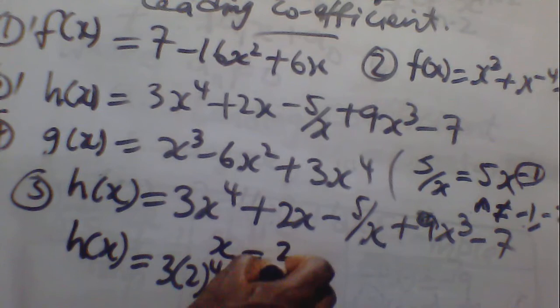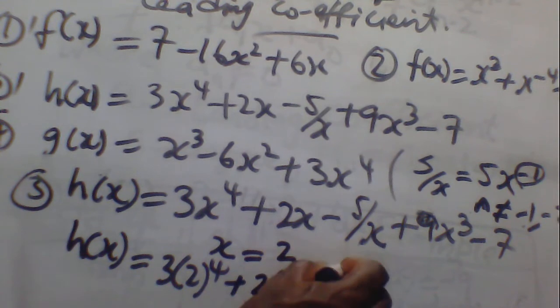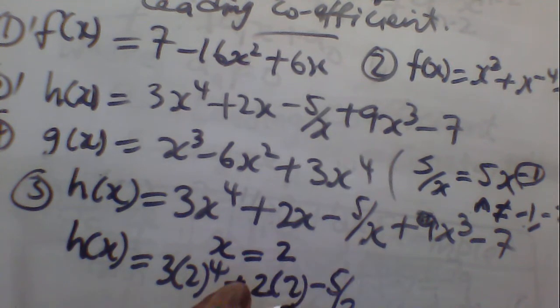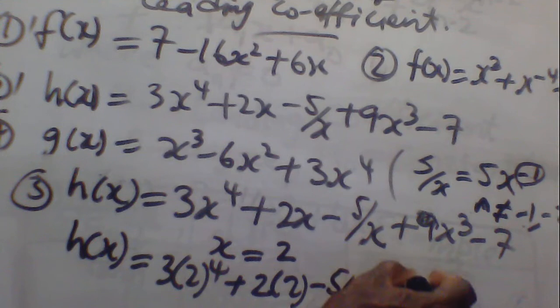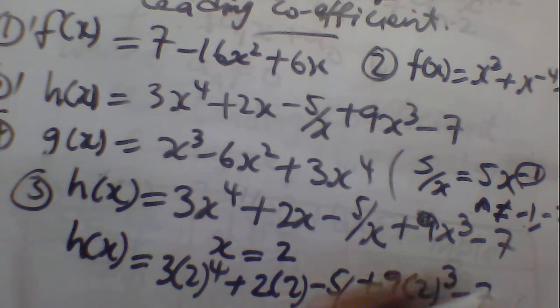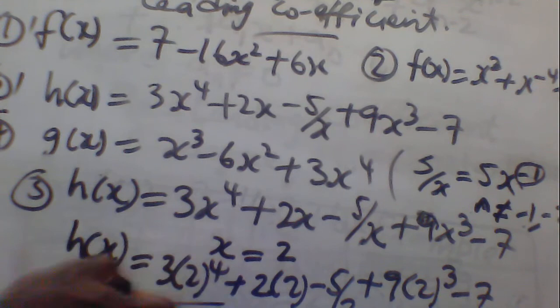Plus 2 in bracket 2 minus 5 over 2, so it is a fraction. Plus 9 in bracket 2 raised to power 3 minus 7. So this is a fraction, 1 over 2. Therefore, this function is not a polynomial and does not have any order.